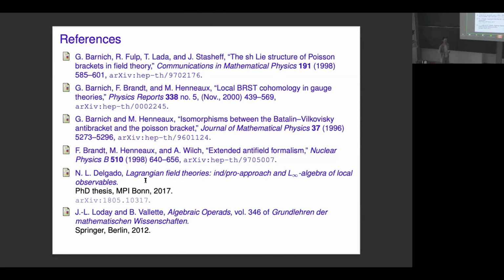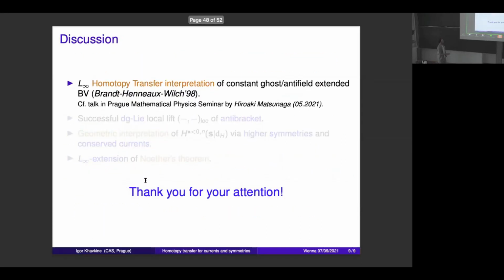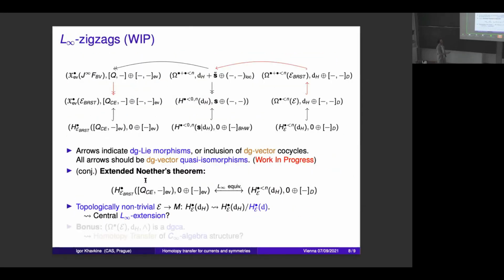So maybe then I ask a really short one, unless there are some from online participants. So about this L infinity algebra. You ended up with this. Do you think these higher brackets have invariant meaning? Because naively, it looks like they come from the way you embedded your complexes. So they have invariant meaning up to L infinity automorphisms.